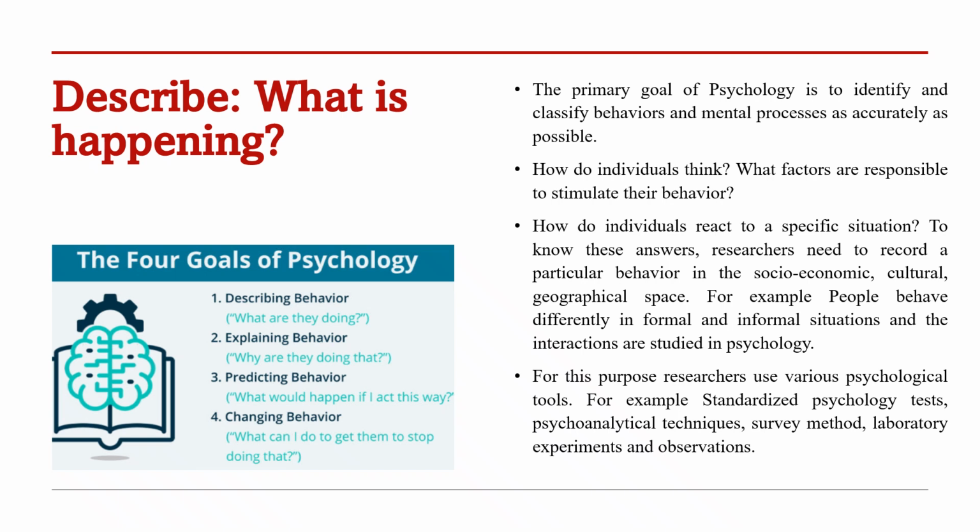Now, to begin with the first goal, that is describing, it basically implies to identify or classify the behavior and the mental processes as accurately as possible. So, certain questions that might come to our mind would be how do individuals think, or what could be the factors responsible to stimulate one's behavior, or how do individuals react to a specific situation.